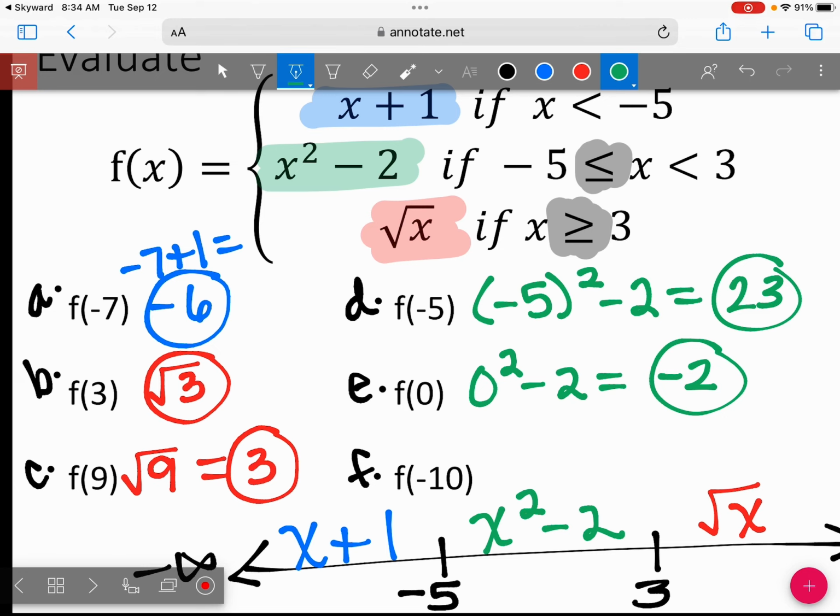And then lastly, negative 10. Negative 10 is less than negative 5, so that would be negative 10 plus 1, which is negative 9.